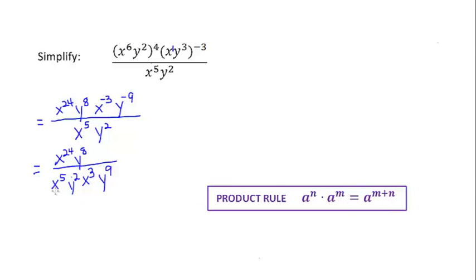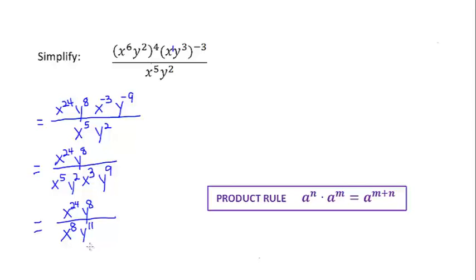Let's apply that down here on the denominator. We have on the top x to the 24th, y to the 8th. And on the bottom, we have x to the 5th, y to the 2nd, x cubed, y to the 9th. I'm going to put together my like bases of x. X to the 5th times x to the 3rd is x to the 5 plus 3, which is just 8. We'll do the same thing with the y's. Y to the second times y to the ninth. They have like bases, so we add the exponents, and that gives us y to the 11th.